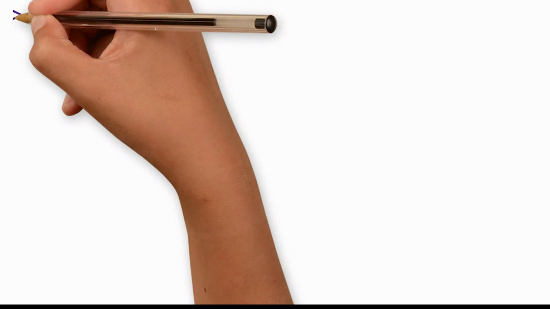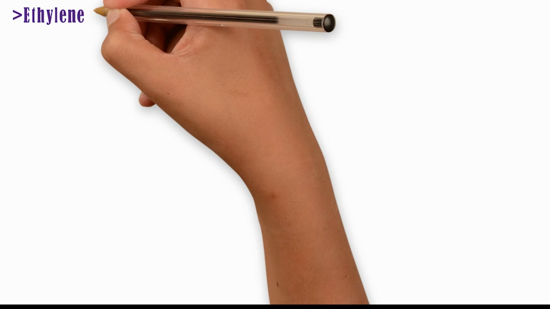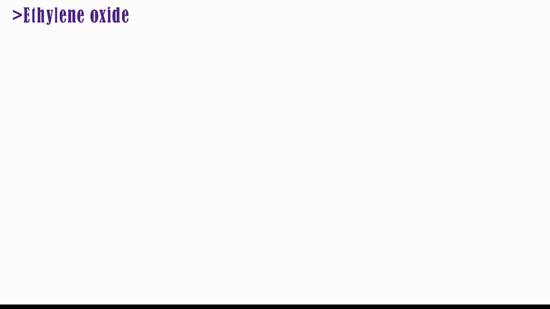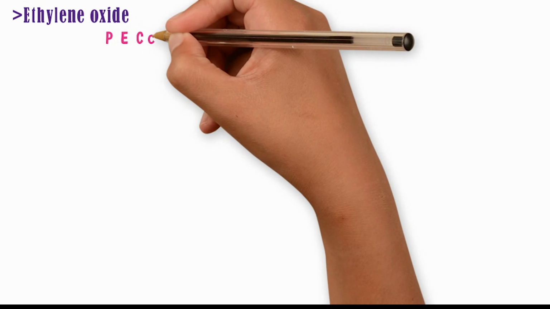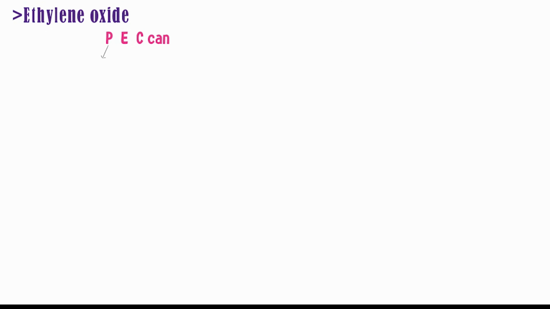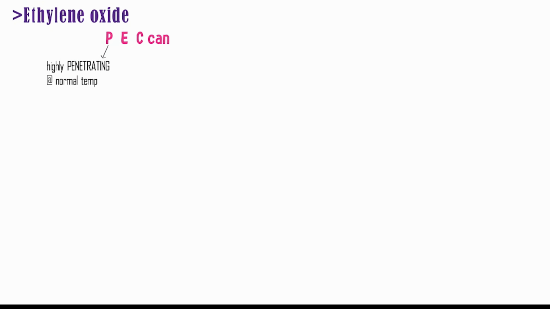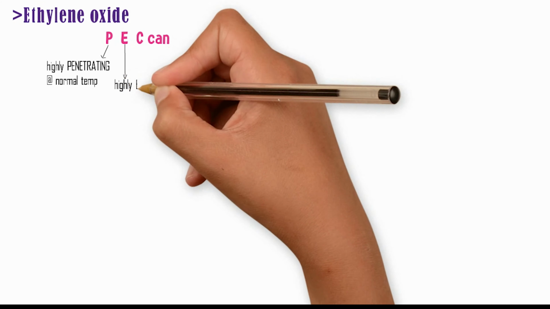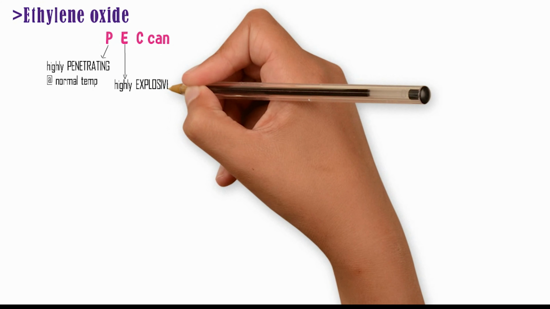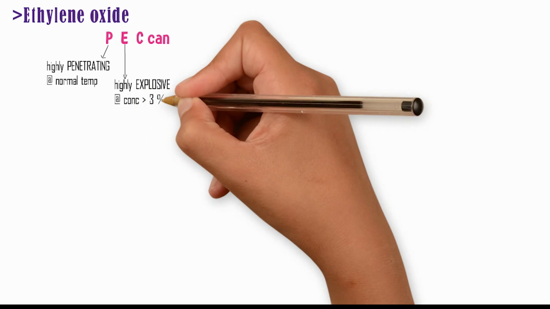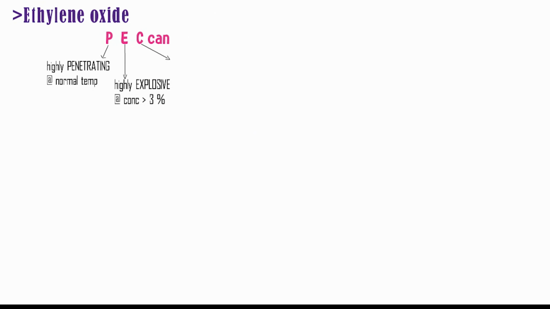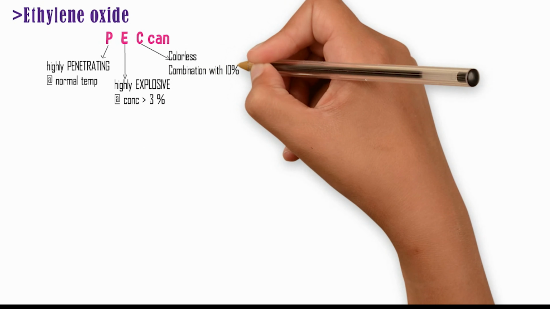Ethylene oxide. It is not an aldehyde, but it is also a gas that is used for sterilization and disinfection. Remember the mnemonic PCAN. It is highly penetrating even at normal temperature. It is highly explosive at concentration above 3%. It is colorless, and when it is combined with 10% carbon dioxide or hydrochlorofluorocarbons, it becomes less explosive.